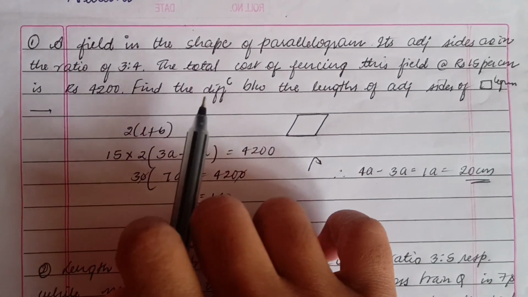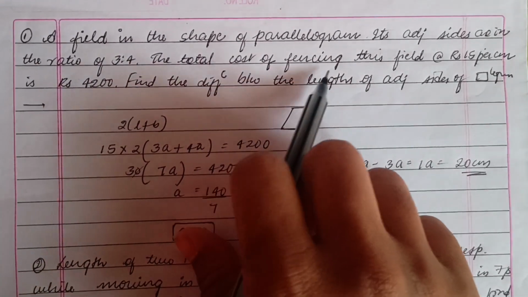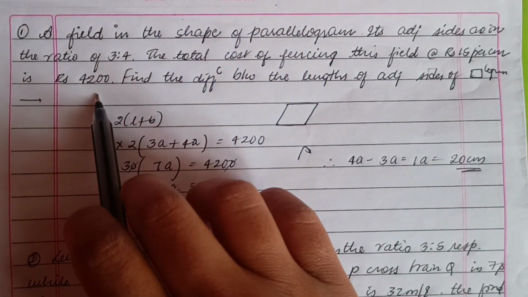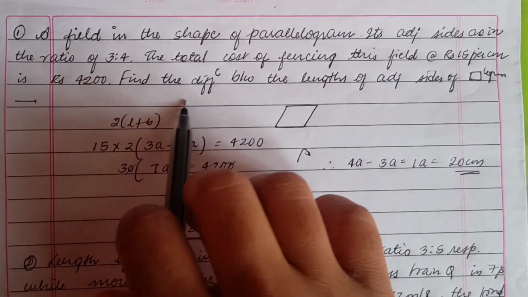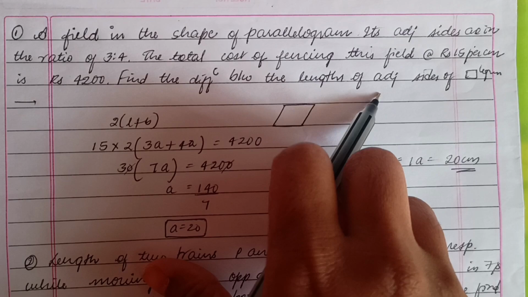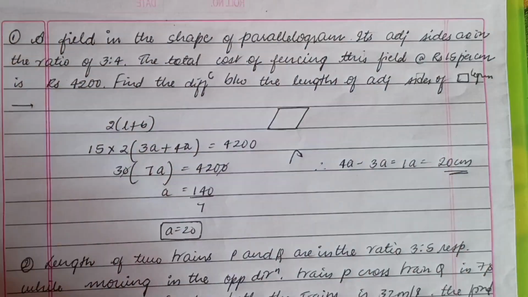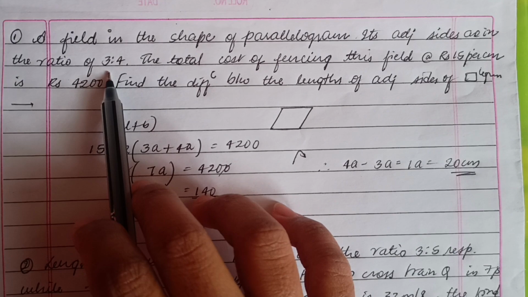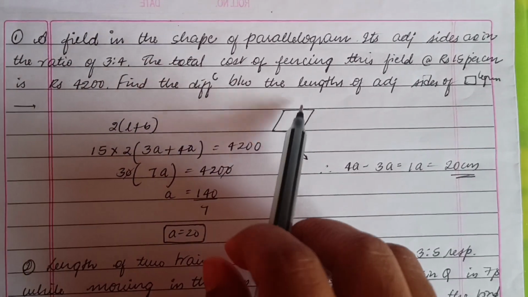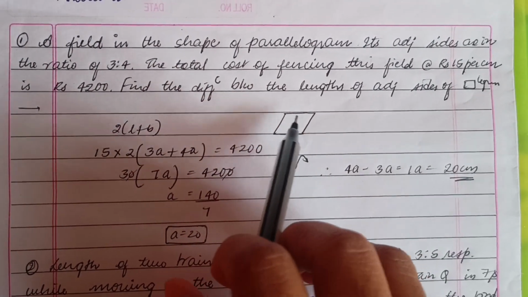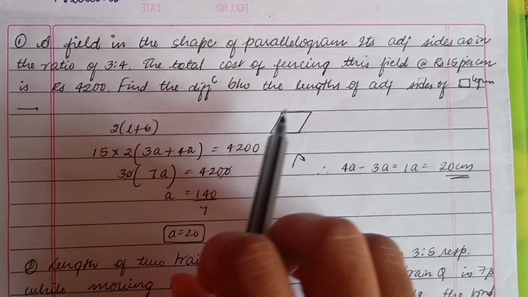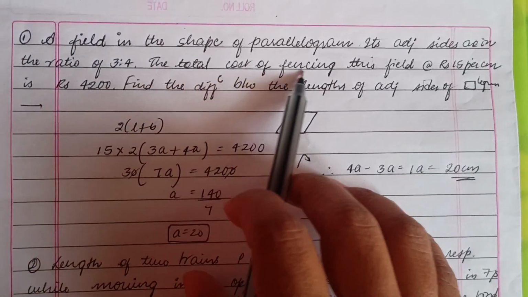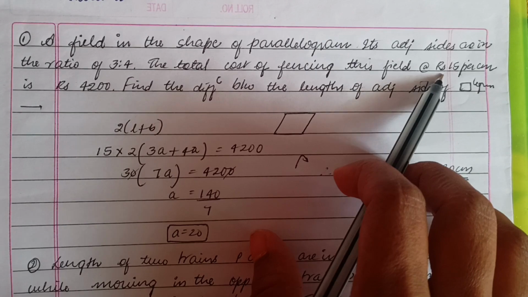3:4. The total cost of fencing this field at rupees 15 per centimeter is 4,200. Find the difference between the length of the adjacent sides of the parallelogram. Here they have given the adjacent sides of the parallelogram as 3:4, and this is a parallelogram where the opposite sides are parallel to each other. Next, the total cost of fencing the field is 15 rupees per centimeter.